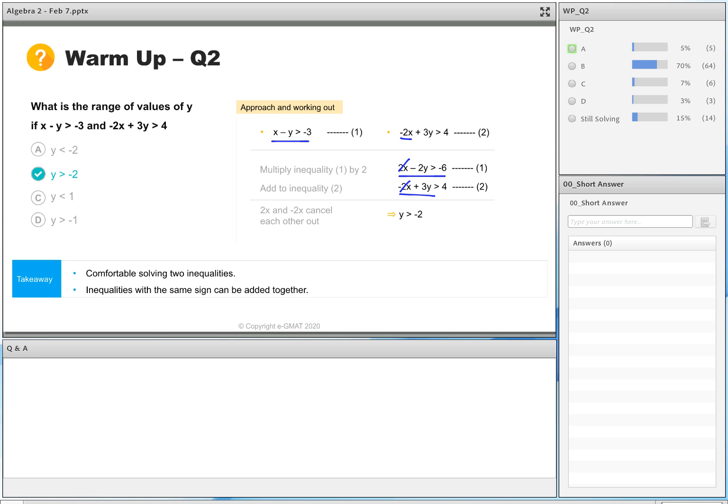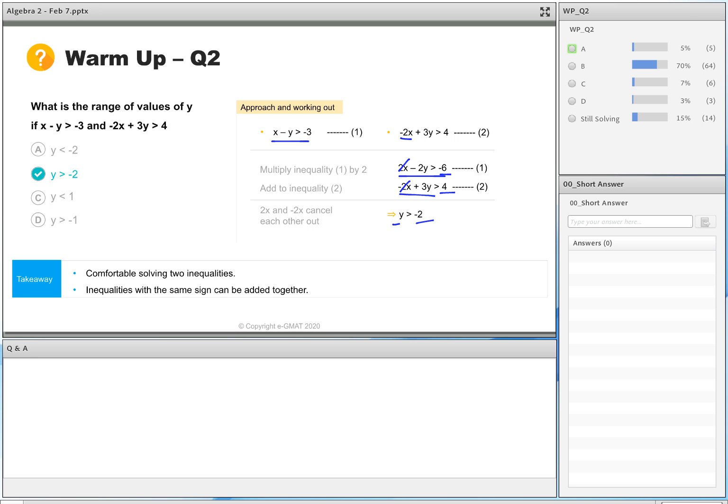So when I do that, what do I get? I get minus 2y plus 3y, which is essentially y. And on the right hand side of this inequality, I have minus 6 plus 4, which is minus 2. So in all, I get the value of y, and y comes out to be greater than minus 2. So that's the answer for this question, where choice B is the answer.